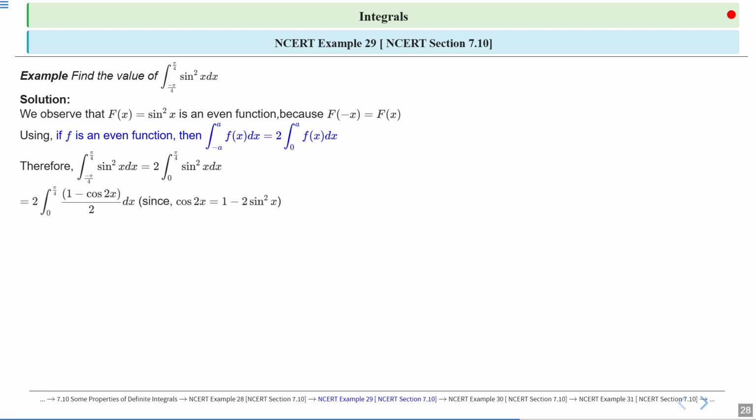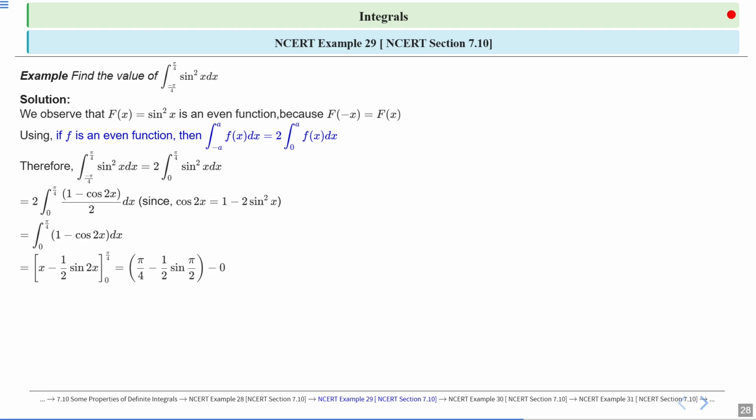Now we don't know the integration of sine square x, so we use the trigonometric identity that we can write sine square x as (1 minus cos 2x) by 2, because we know the integration of cos 2x. So we replace it with (1 minus cos 2x) by 2. When we simplify, we get the integral from 0 to pi by 4 of (1 minus cos 2x) dx.